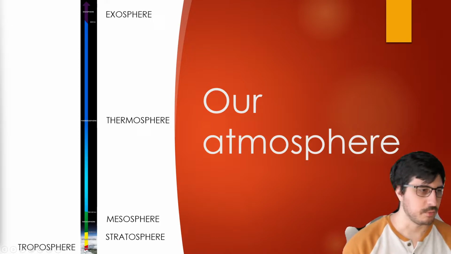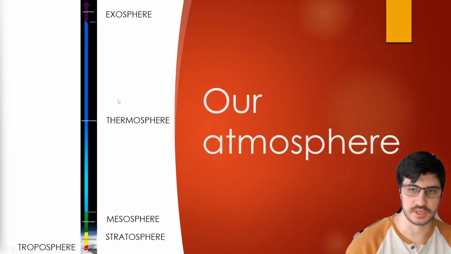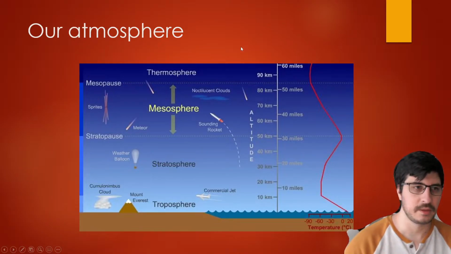This little red part right at the bottom there, that's our troposphere. Very small little section, but obviously very important. Up next is our stratosphere, the yellow section, the mesosphere, which is the green, and then we've got the thermosphere, which takes up quite a large section before the exosphere itself. So, in a nutshell, this is our atmosphere.